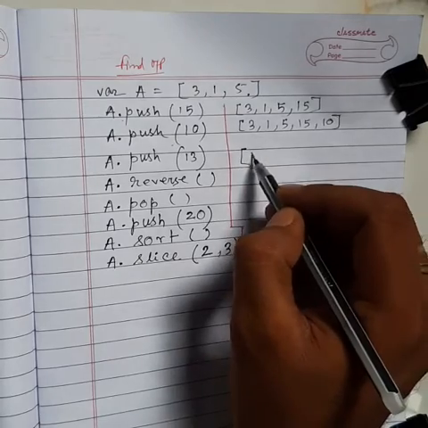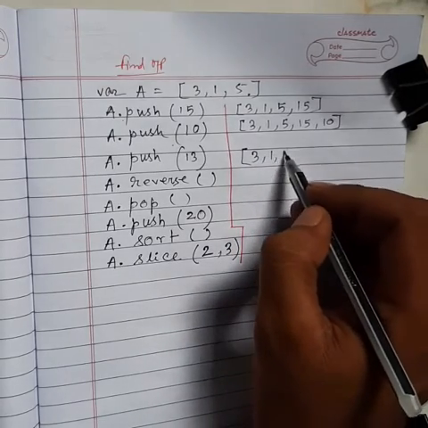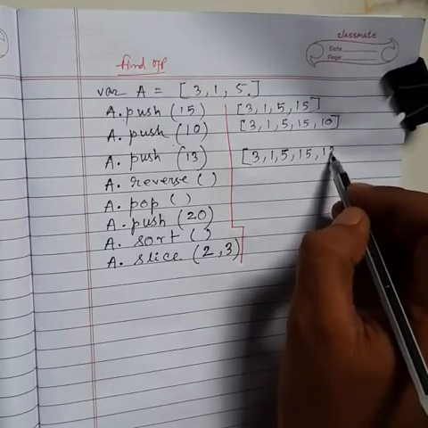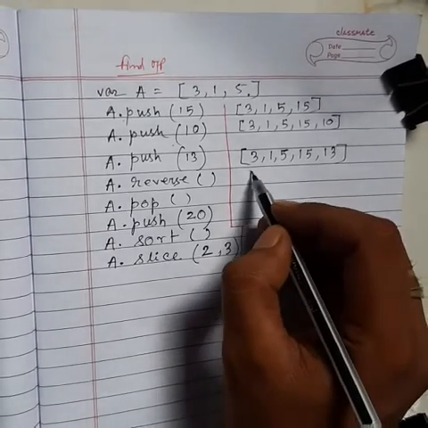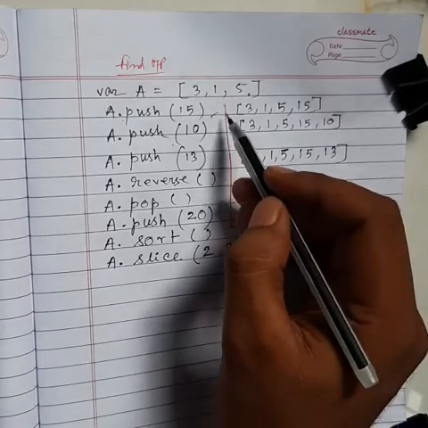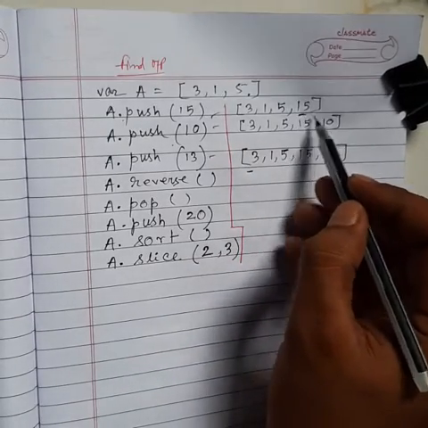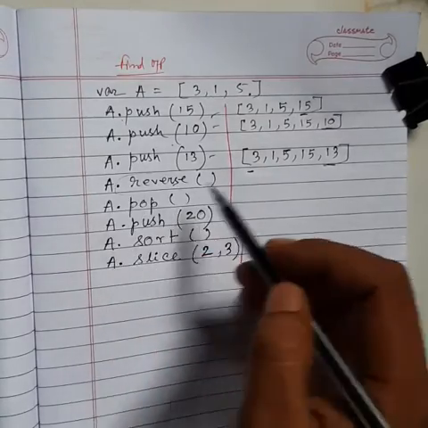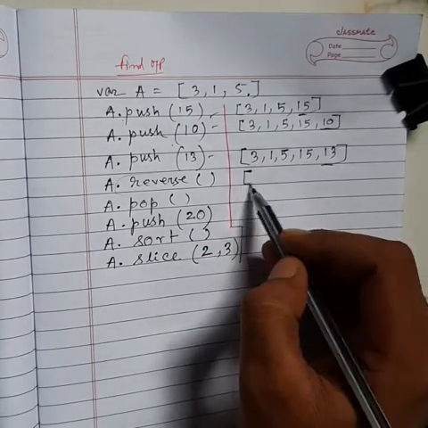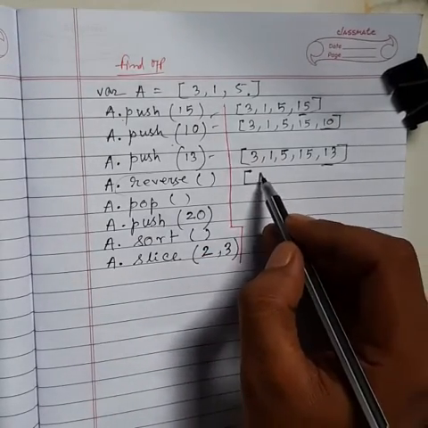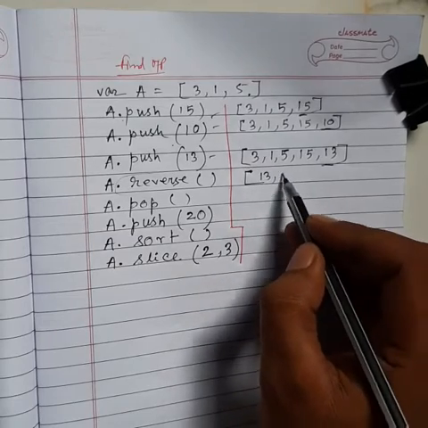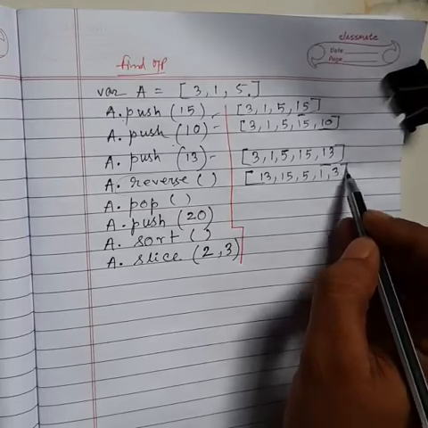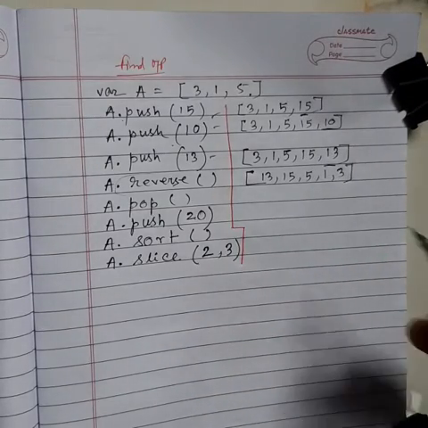Then again. Now these 3 push operations are done, 15, 10 and 13 have been pushed. Now what is the operation? Reverse. So we know reverse means just to reverse the array. So here we are reversing 13 15 5 1 3. So it will be reversed in a general way.